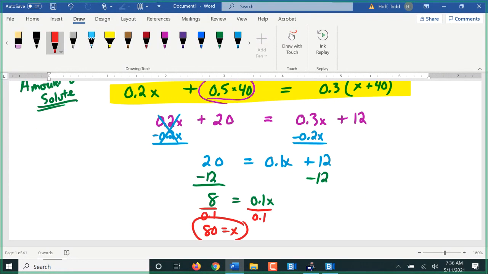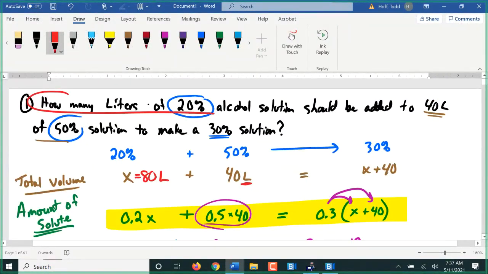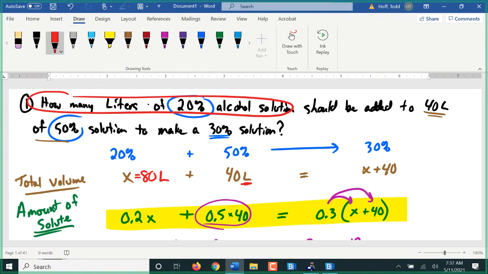Now remember, once we've solved this equation, we're not necessarily done with the problem. We have to go back and make sure, first of all, to confirm what x actually represents. X was the volume of the 20% solution, which is 80. The units, my other volumes are in liters, so that will also be in liters. So that's what x represents. The second thing we need to make sure is make sure we've actually answered the question. And here the question is, how many liters of the 20% alcohol solution? And that's what the 80 is telling us. So that is our answer to that question, 80 liters.